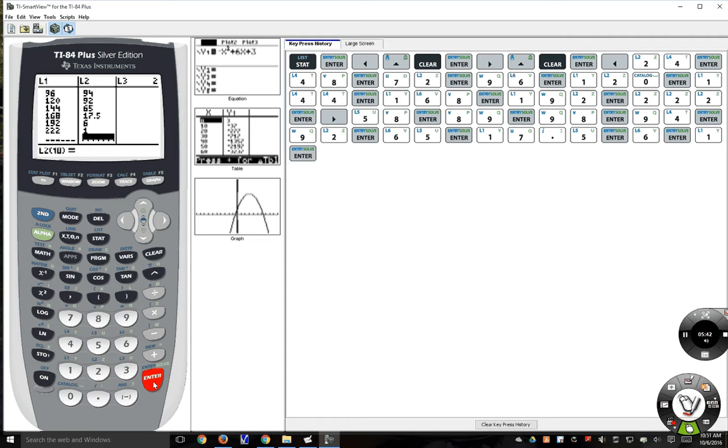All right. So once we have data in the calculator, how do we view a scatter plot of the data? Yeah, Rasmus.